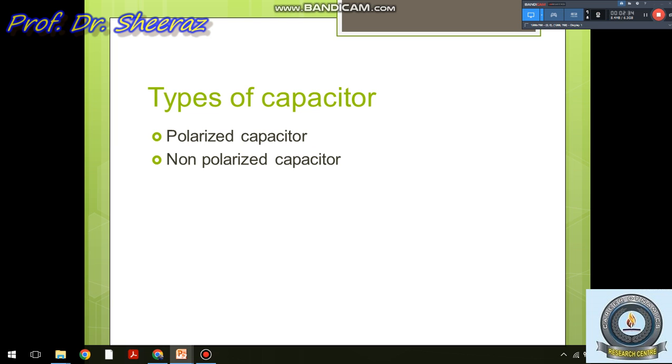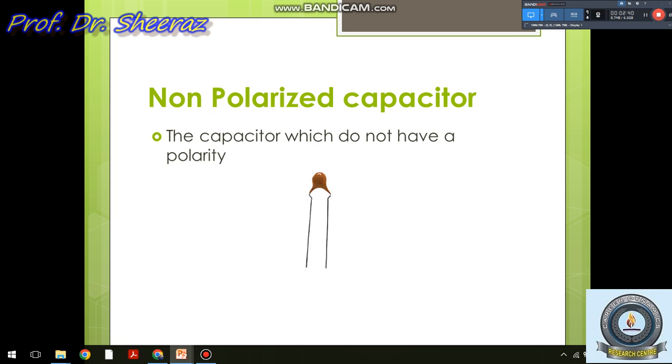Basically, the capacitors can be divided into two types, polarized and non-polarized. Now, we can see this diagram, which is an example of the non-polarized capacitor. We see that in this type of capacitor we do not find any polarity, no identification of which leg is positive and which leg is negative. So, there is no restriction on how you connect it. It can be connected in either way. That is why it is known as non-polarized capacitor.